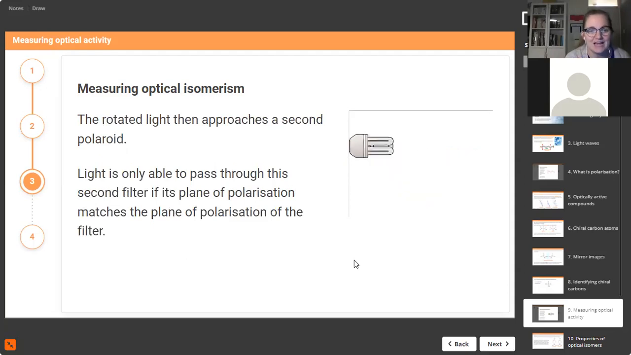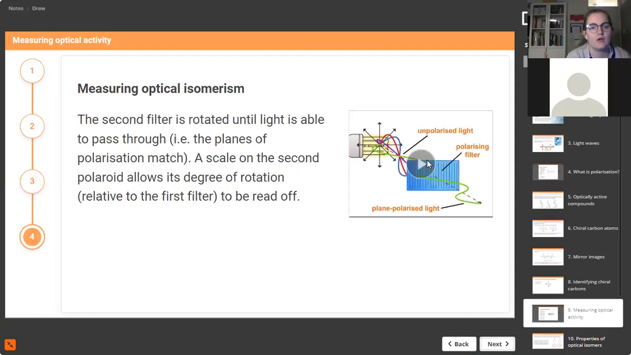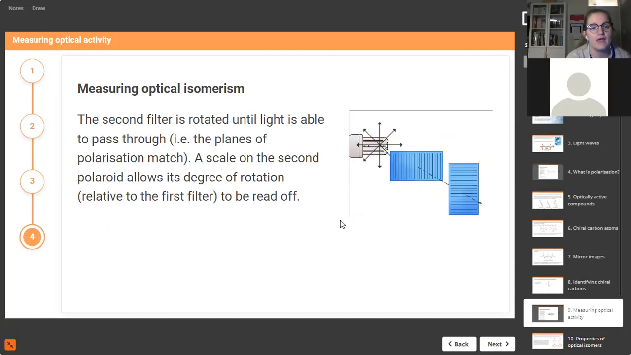That rotated light then approaches a second Polaroid, and the light is only able to pass through the second filter if its plane of polarization matches the plane of polarization of the filter. So the second filter is rotated until light is able to pass through, and the scale on the second Polaroid allows its degrees of rotation to be read off it.